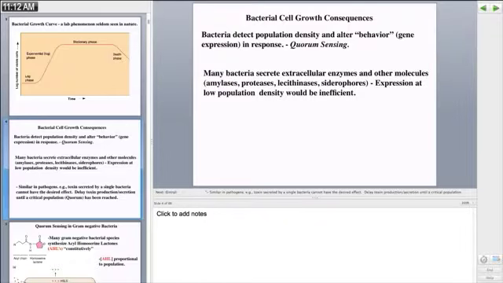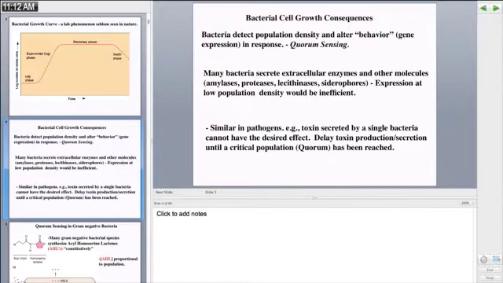Instead, what they're doing is they're biding their time, they're saving their resources, they're putting their resources into dividing, into growing the population. Because they realize that at some high population, at some quorum, if suddenly all of the members of that population begin to express siderophores or express an enzyme, then they get the benefit of all of the other members of that population producing those enzymes or that siderophore. So they get a kind of community action.